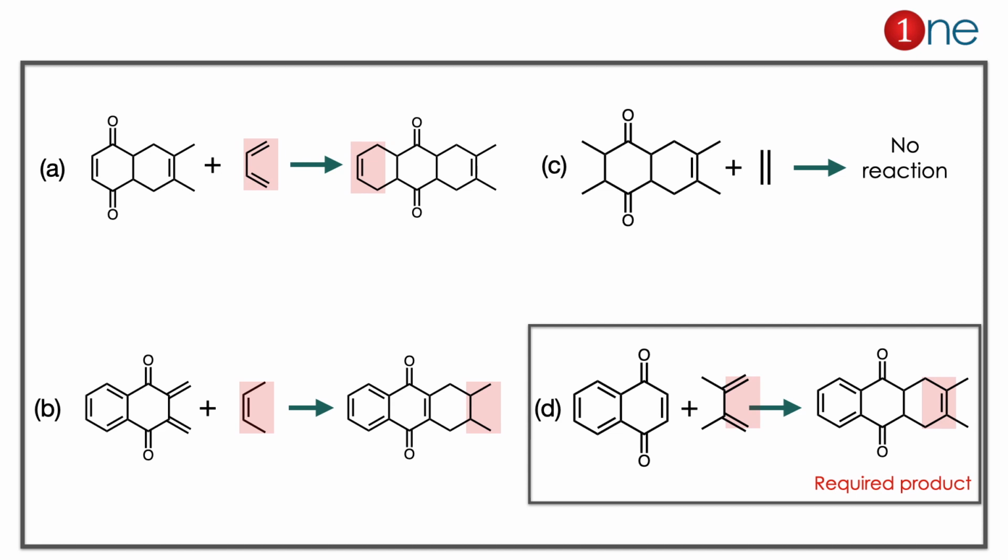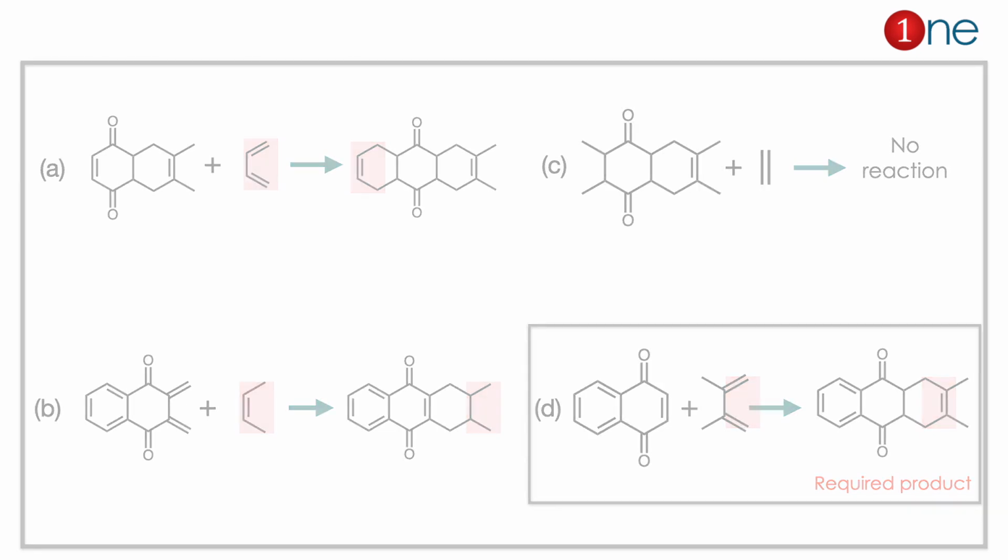Here you have to try all the possible products. If you look at A, it will form a Diels-Alder reaction, but it's not our required product. If you look at B, it will also form, but it is also not our required product. C won't undergo Diels-Alder reaction because there is no diene there. D is our required product there. So it forms a 4 plus 2 addition, it forms our desired product. So you have to master the guessing of reacting materials.